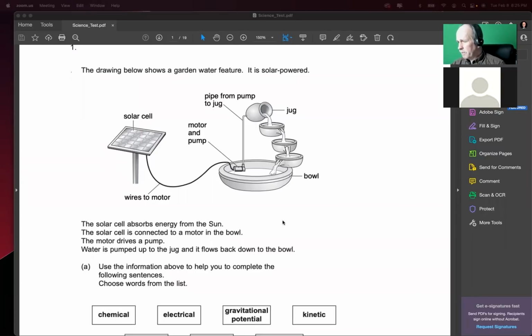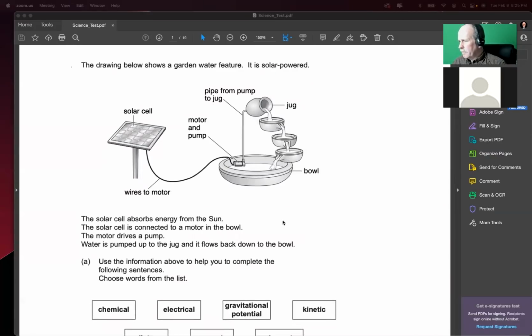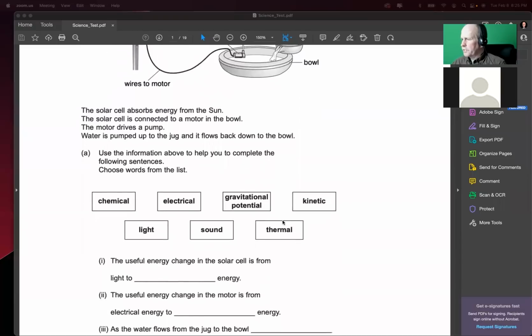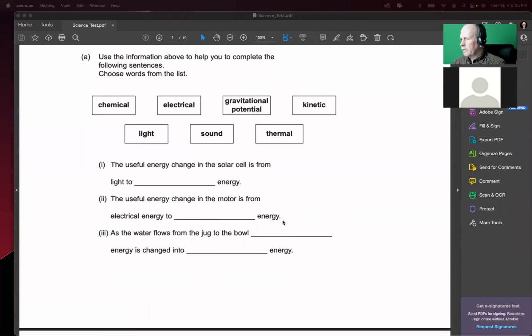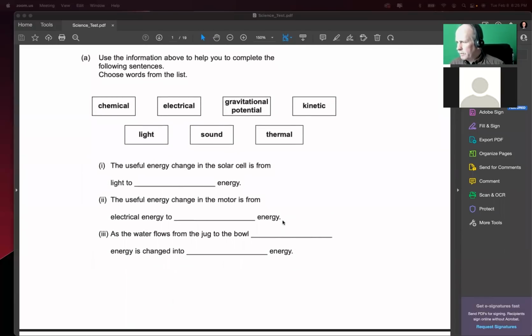The motor drives a pump. The water is pumped up to the jug and then flows back down to the bowl. Now, using the above information, complete the following sentences using the words from this list. Okay, this doesn't seem too bad. I agree. The words are chemical, electrical, gravitational potential, kinetic, light, sound, and thermal.